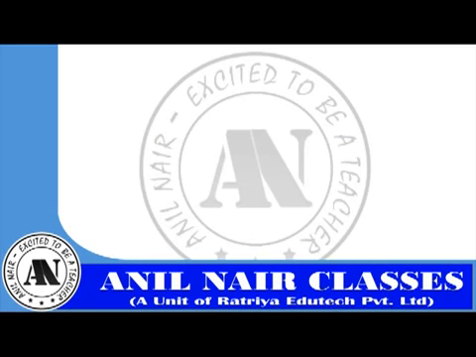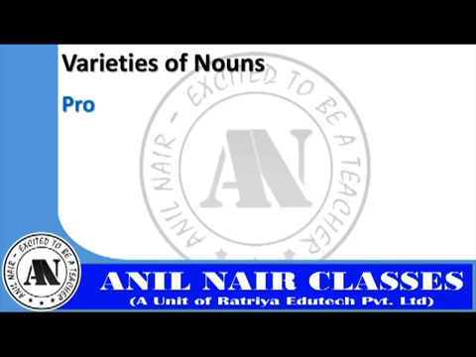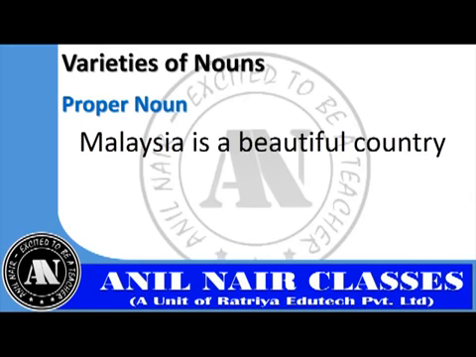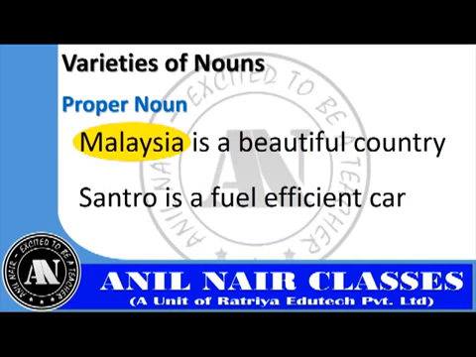Now, talking about the varieties of nouns, the first one is the proper noun. These are words that are specific names of any person, place or thing. They begin with a capital letter. They do not represent any class or type, but they specifically point out the subject. Another example, Malaysia is a beautiful country. In this sentence, Malaysia is the noun. Take another example. Santro is a fuel-efficient car. In this sentence, Santro is the noun.